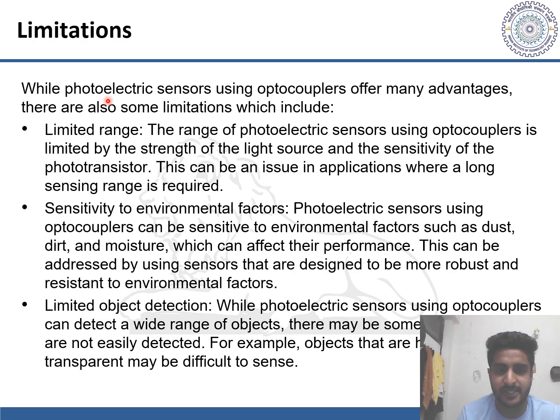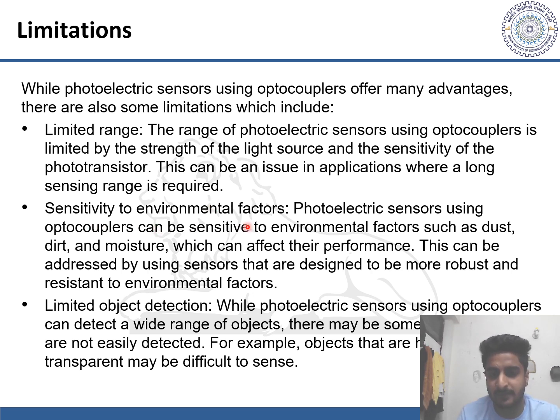So now some of the limitations of the photoelectric sensor using optocoupler. While they offer many advantages, they also have some limitations, which include limited range. The range of a photoelectric sensor using optocoupler is limited by the strength of the light source and the sensitivity of the phototransistor. This can be an issue in applications where a long sensing range is required. Basically, the sensing range is limited by the strength of the light source, which diminishes or scatters in the environment as the distance increases.